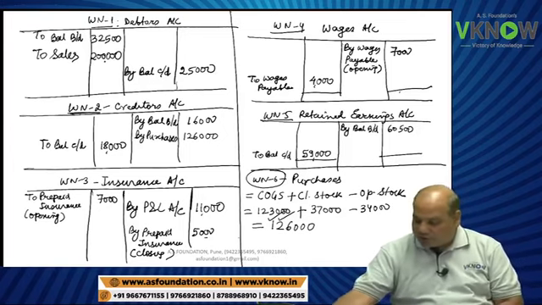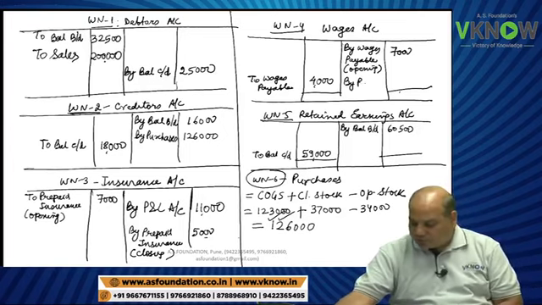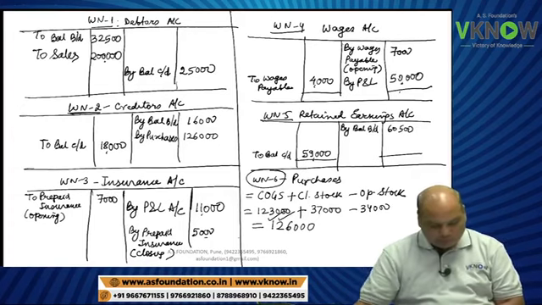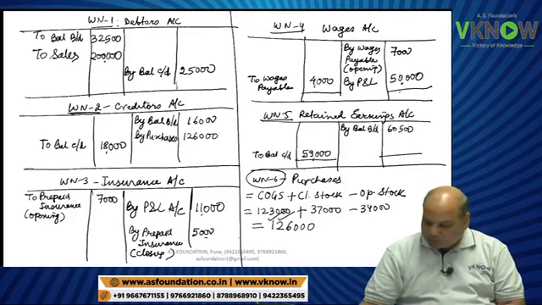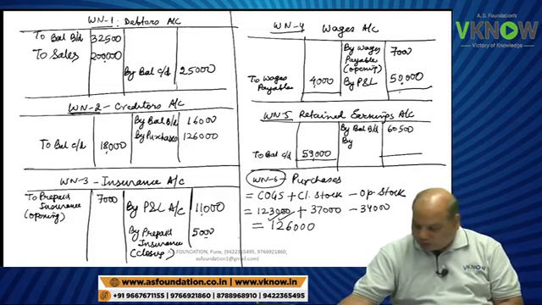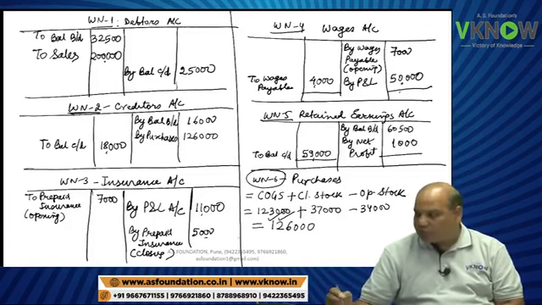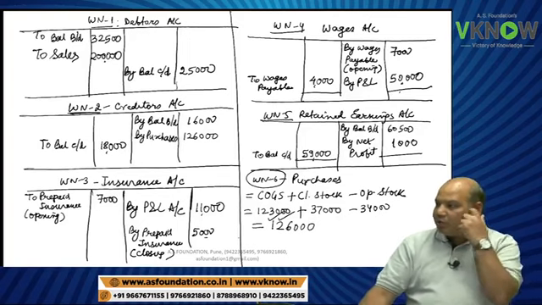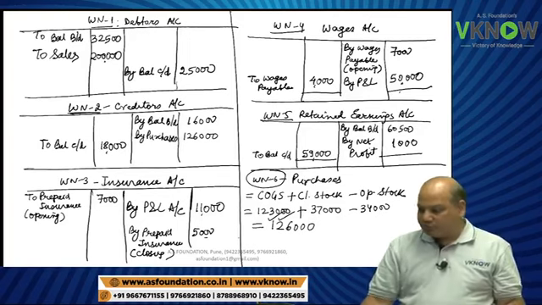Wages account, credit side, by P&L account 50,000. Net profit 1,000. Retained earning account by net profit 1,000. All P&L account items are also over.